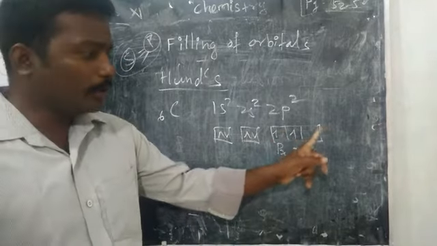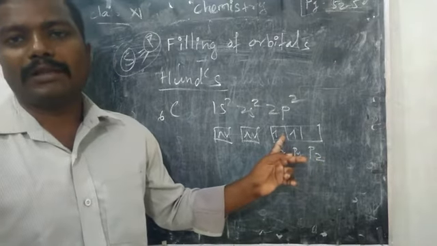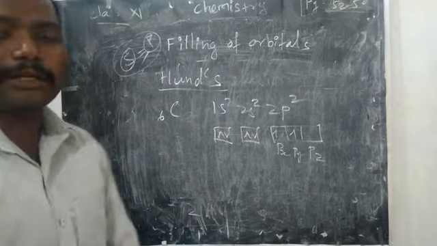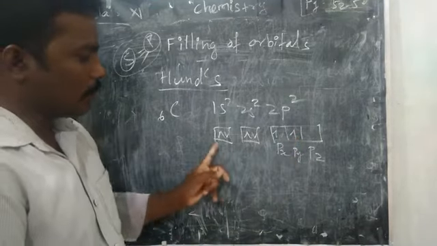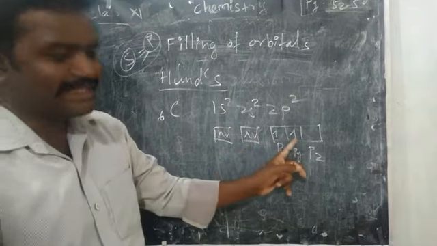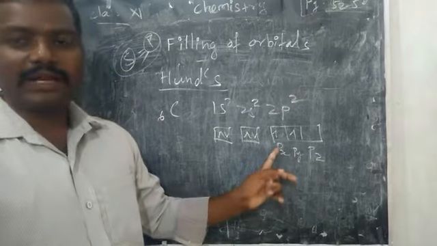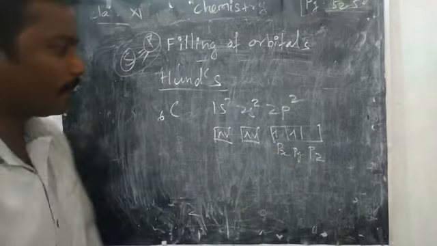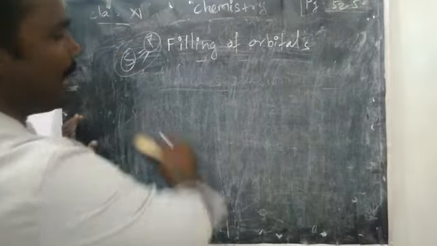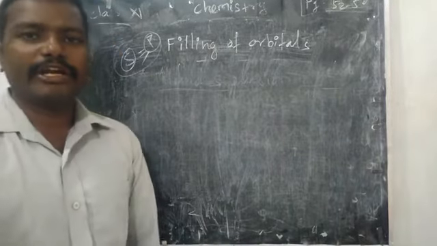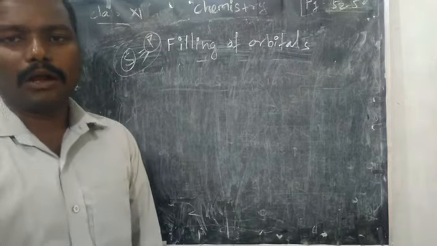If you have one more, we can fill here. Not pairing. You should not pair the electron, so avoid the electron repulsion. The 6th electron, 1, 2, 3, 4, 5, 6, goes to the py orbital, not to pairing with the px. So Hund's rule tells us that all the degenerate orbitals should fill singly until all the orbitals are paired up.